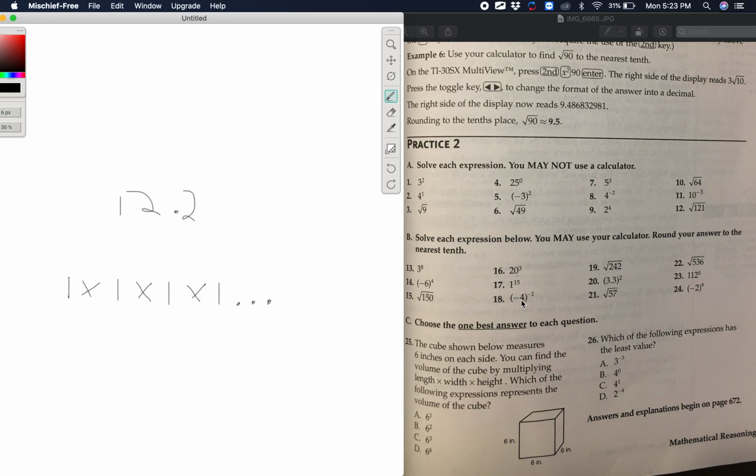Then we have negative 4 to the power of negative 2.